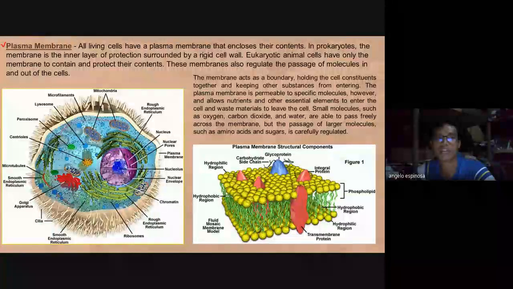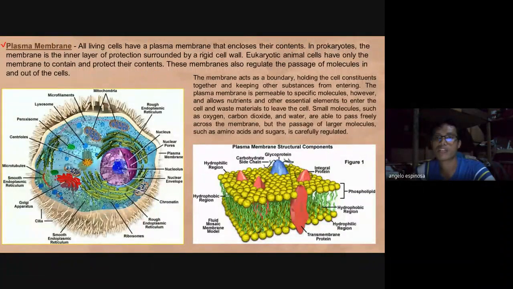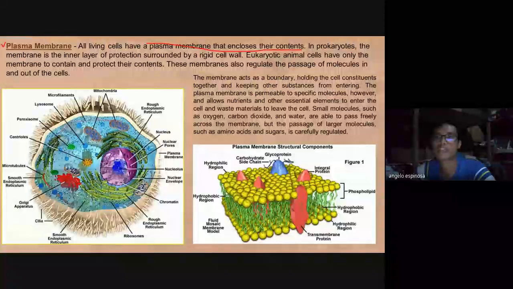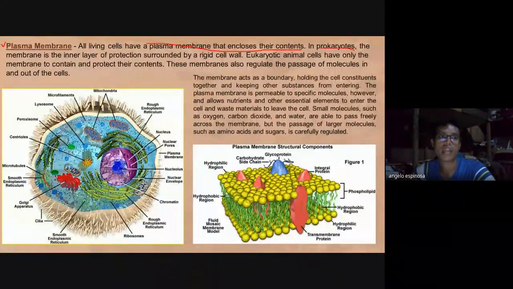Plasma membrane. All living cells have a plasma membrane that encloses their contents. In prokaryotes, the membrane is the inner layer of protection surrounded by a rigid cell wall. And eukaryotic animal cells have only one membrane to protect their contents. These membranes also regulate the passage of molecules in and out of the cells. Sa plants, walang plasma membrane. Ang meron sa plants is cell wall. The membrane acts as a boundary. Yun ang trabaho ng membrane.